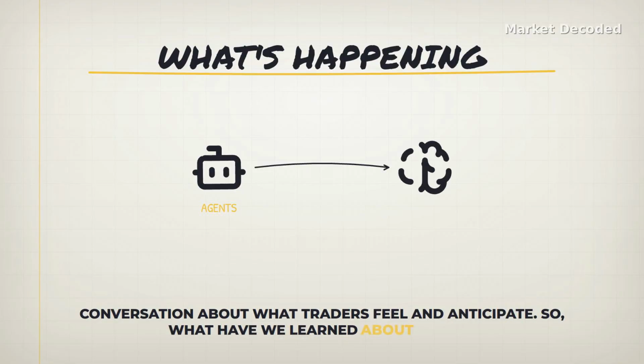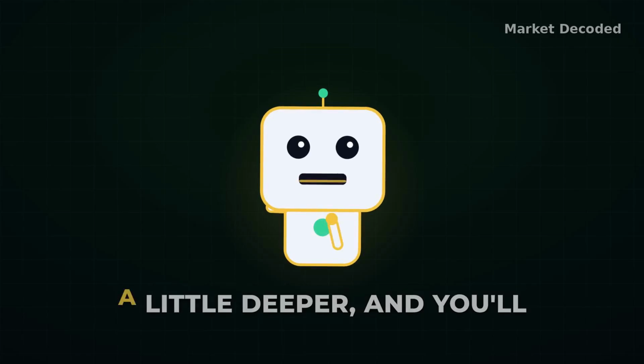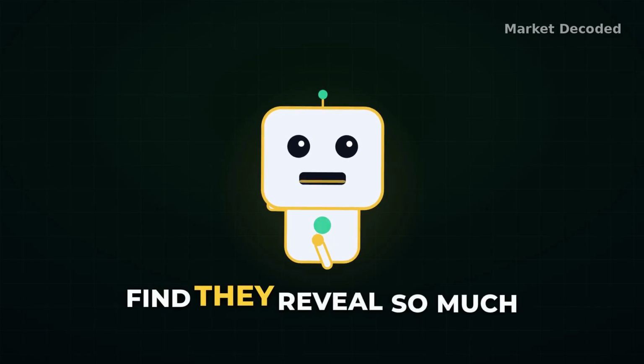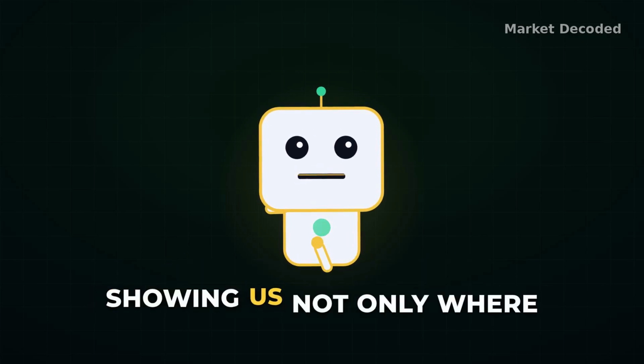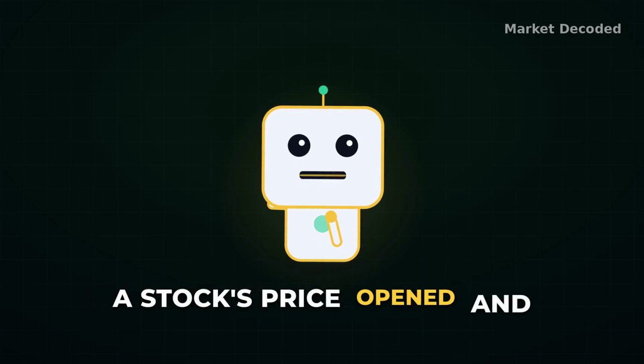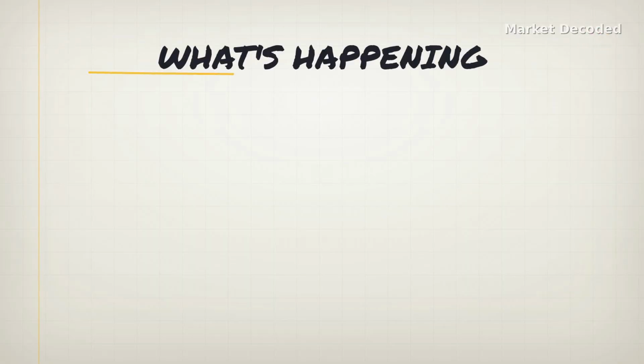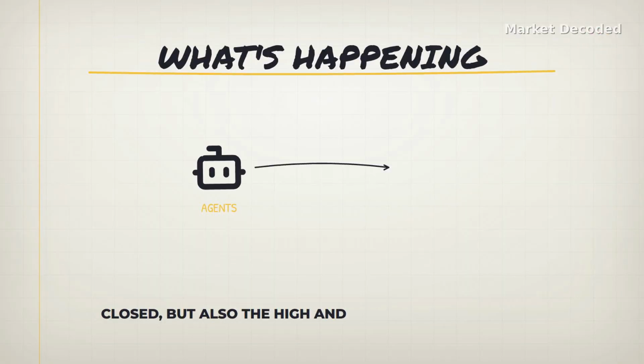So, what have we learned about candlestick charts? At first glance, they might just seem like a collection of colorful bars. But dive a little deeper, and you'll find they reveal so much more. Each candlestick is like a mini story of price movement, showing us not only where a stock's price opened and closed, but also the high and low points within that time frame.